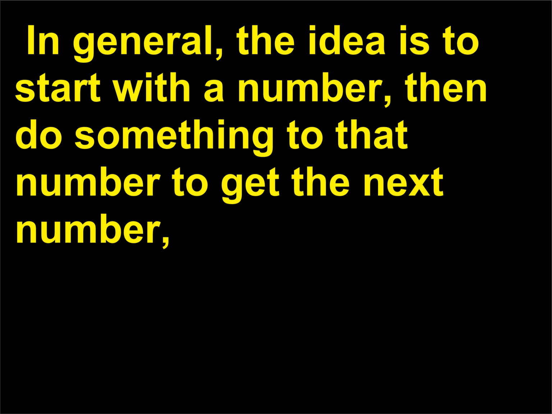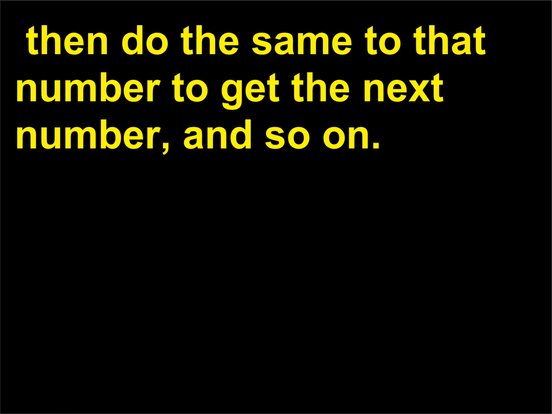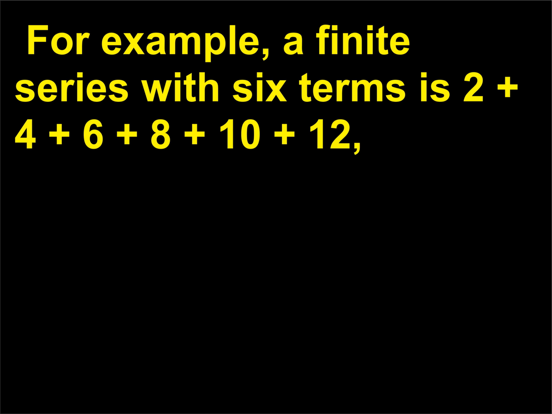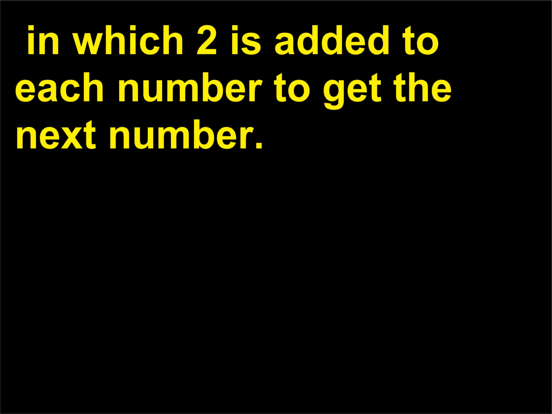In general, the idea is to start with a number, then do something to that number to get the next number. Then do the same to that number to get the next number, and so on. For example, a finite series with 6 terms is 2 plus 4 plus 6 plus 8 plus 10 plus 12, in which 2 is added to each number to get the next number.